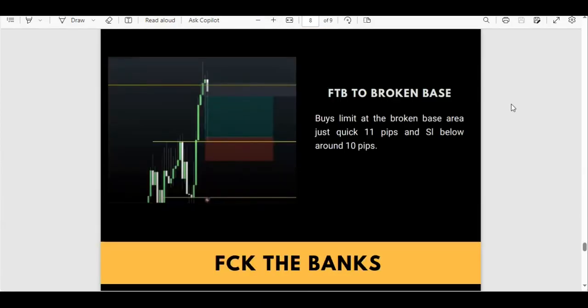So this is FTB to the broken base. It means first time back into a consolidation area or a base. As you can see, previously we had price ranging inside a base. And then we have price breaking above, closing, and then you place a pending order at the retracement area. Or if you want to be a little bit more conservative, then you zoom into the lower time frames and you search for your entry. Now I'm going to show you how I executed that trade. Let's go to the charts.